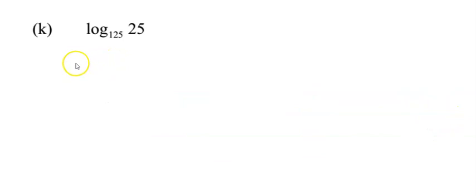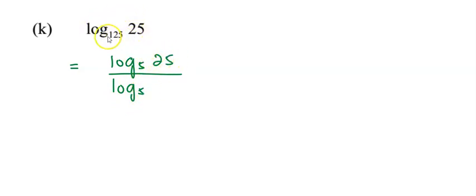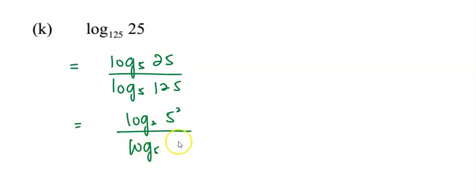Similar concept will apply to this example. I don't have to use a calculator for this question, because what I see is 125 and 25, both of them can change to base 5. So I actually choose to change this log into base 5. On top I got 25, below I have 125. The 25 can always be written as 5 to the power of 2, and 125 is 5 to the power of 3. Then followed by applying the law of log, you bring the 2 to the front.